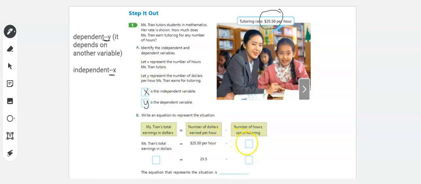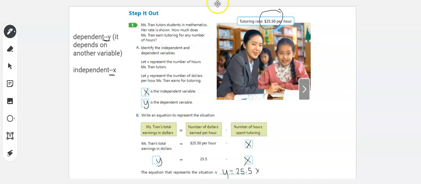Right here, we have x, because we don't know the x. And so we have y equals 25.5. They just dropped that 0 off from up there. We have an x. So our equation is y equals 25.5x. So that means a letter and number next to each other is multiplication, the big kid way of writing it.